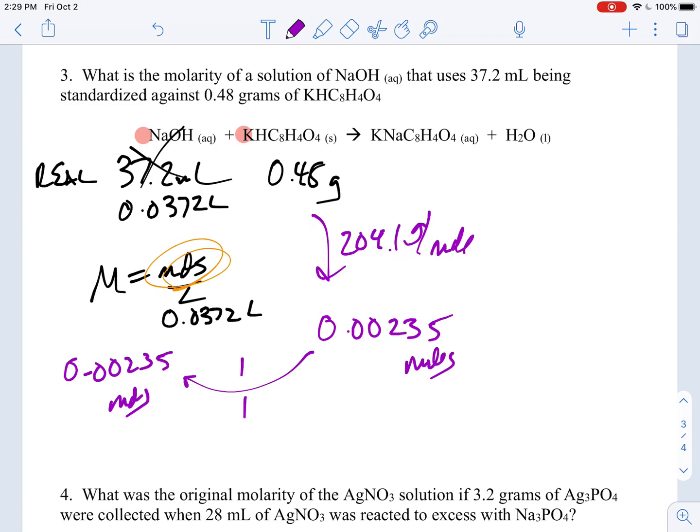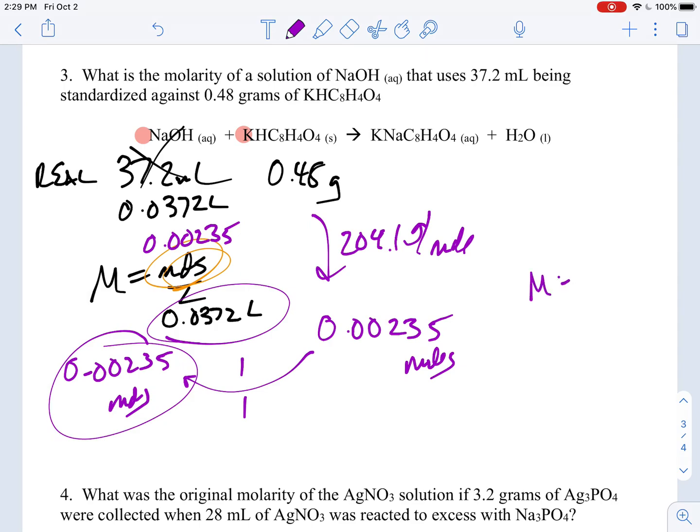And so now I know the moles, and I know the liters, so this is going to be 0.00235 moles divided by the 0.0372 liters. When it's all said and done, your molarity is going to end up being 0.00235 moles divided by 0.0372 liters, or I'm going to end up with about a 0.0632 molarity.